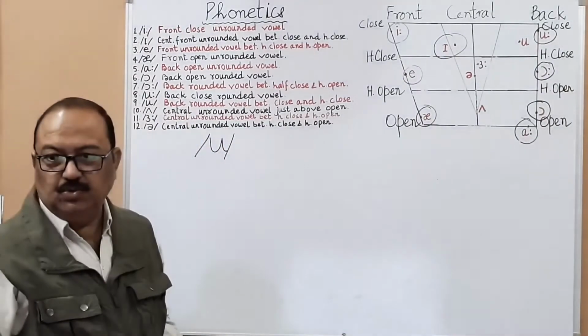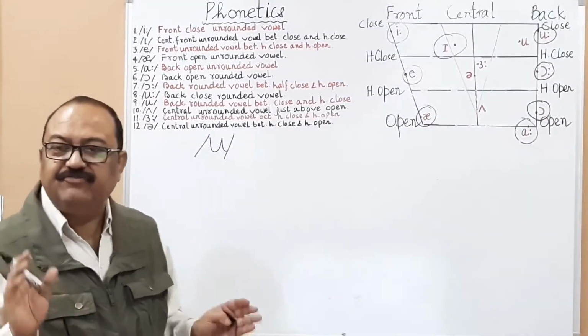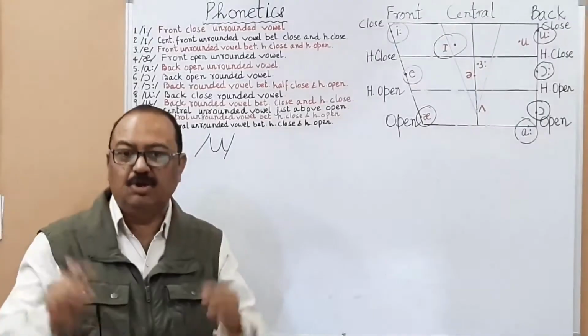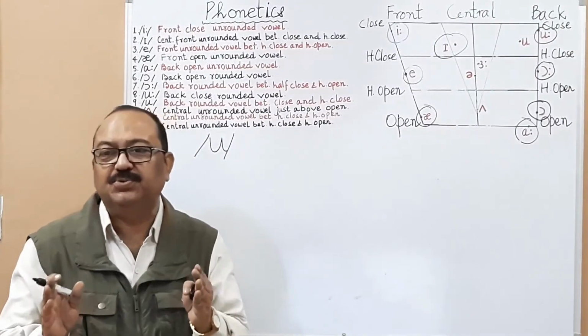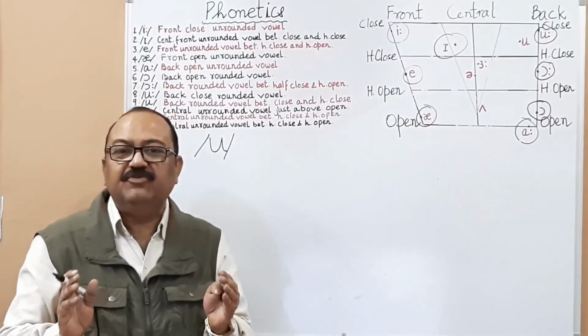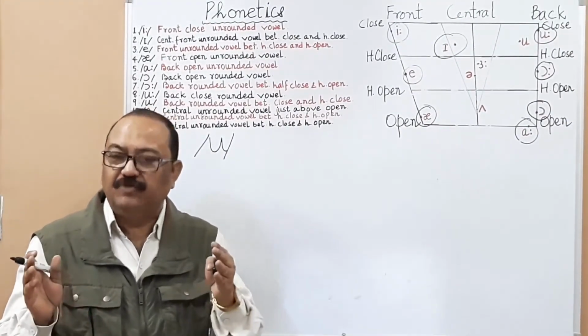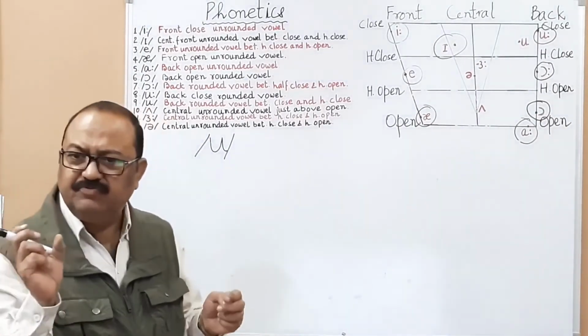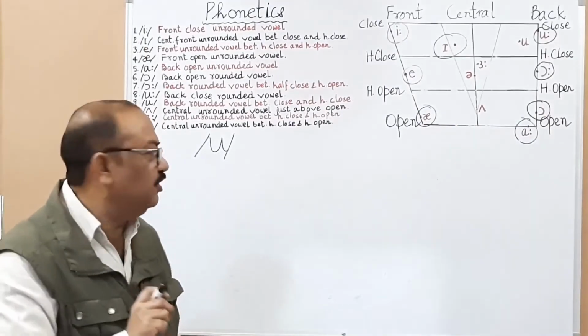This is the short oo sound. The difference is that the one we discussed just now was the long oo sound, and this is the short oo sound, in words like full, foot. It's where you have the small oo sound.